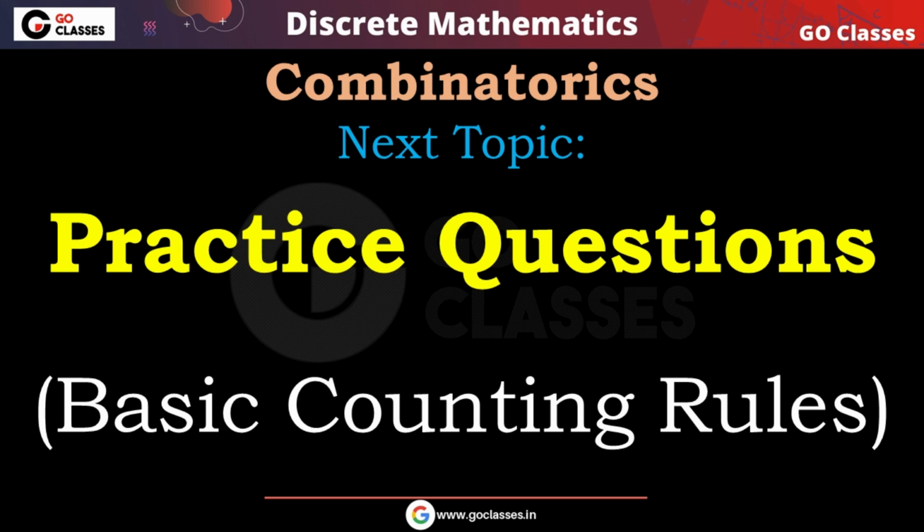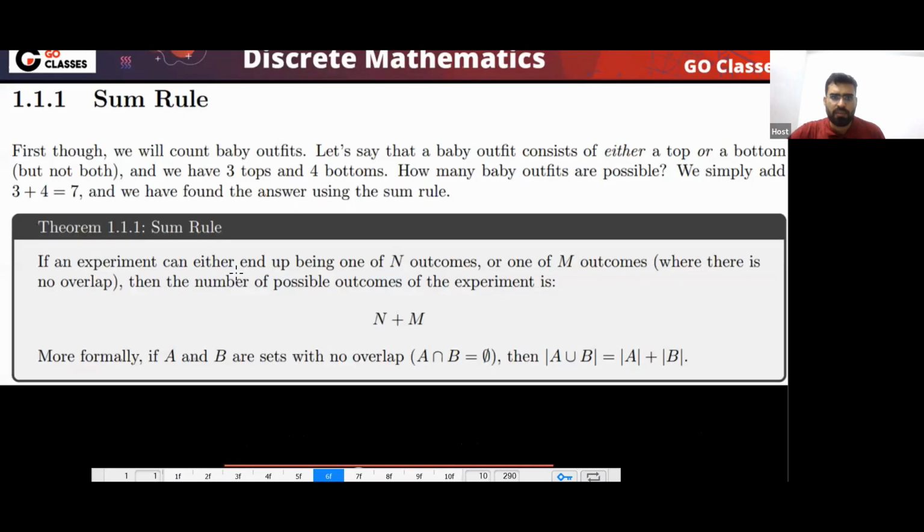So the basic rules we have seen: the product rule and the summation rule. What is the summation rule? If an experiment can have either one outcome or m outcomes, and they do not overlap, they are disjoint. If they do not overlap, this is very important, then you can add. If two sets are disjoint, if they have nothing in common, then the cardinality of A union B will be the cardinality of A plus the cardinality of B. This we have seen, the summation rule.